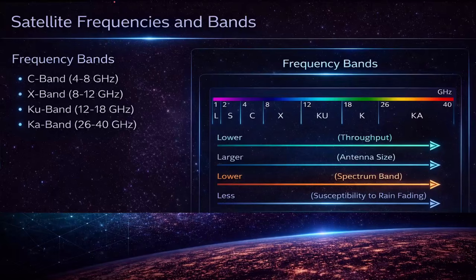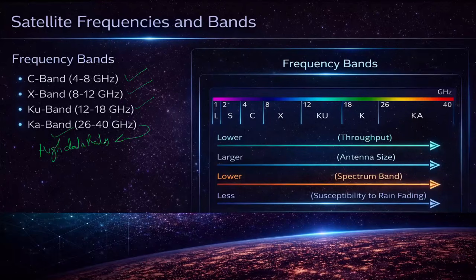First one is the C band. This operates between 4 and 8 gigahertz. It offers strong reliability and is less affected by weather conditions because it works in a low frequency band. Then you have X band. It works between 8 to 12 gigahertz. It is mainly used for military and specialized applications. Then you have Ku band that operates between 12 to 18 gigahertz, and it is widely used for satellite TV and broadband services. Then you have Ka band, which is between 26 to 40 gigahertz, and this is one of the most important bands because it supports high data rates.